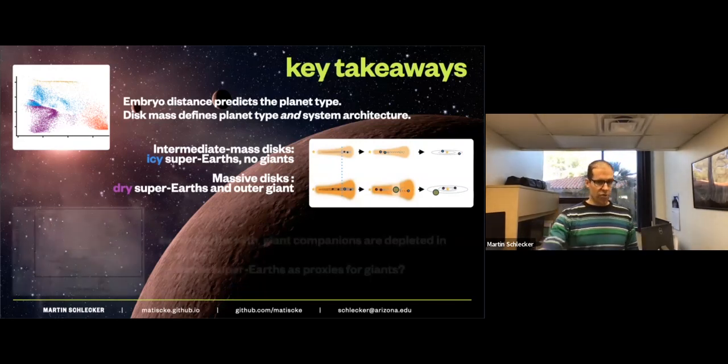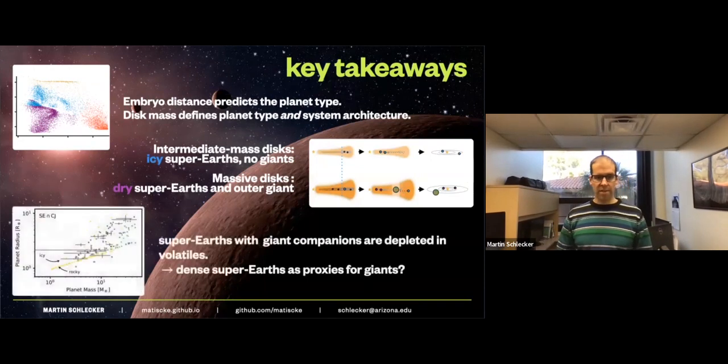Super Earths that do have a cold Jupiter in the system are on average less icy than field super Earths. That's the prediction. And this then leads to the prediction that those super Earths with a high bulk density might be used as a proxy for giant companions in the same system.